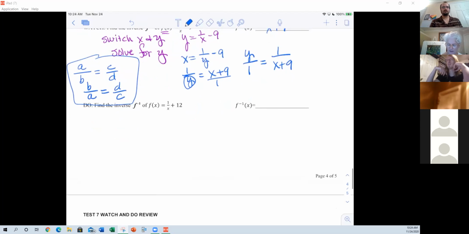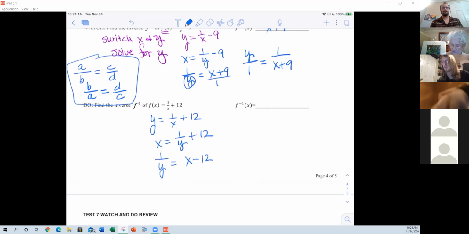So same thing here. Say y equals 1 over x plus 12. First I write it in terms of y instead of f of x. Then I'm going to switch x and y. Solve for y by subtracting 12 from both sides first. And 1 over y equals x minus 12 is the same thing as saying y equals 1 over x minus 12.